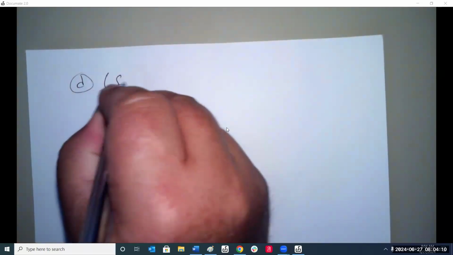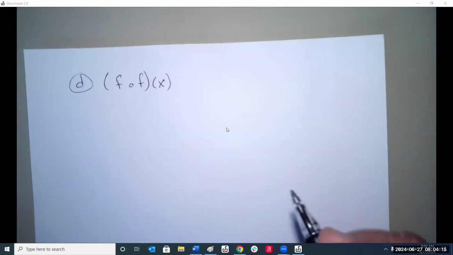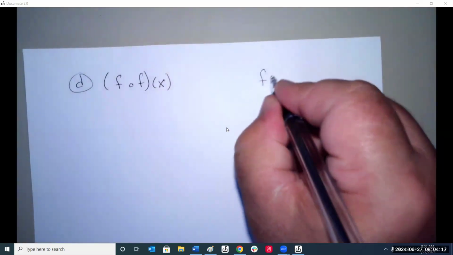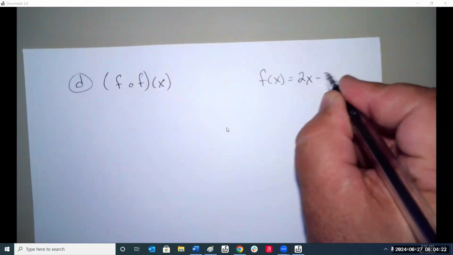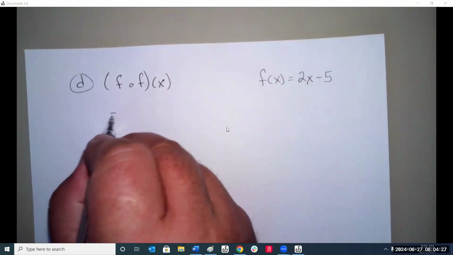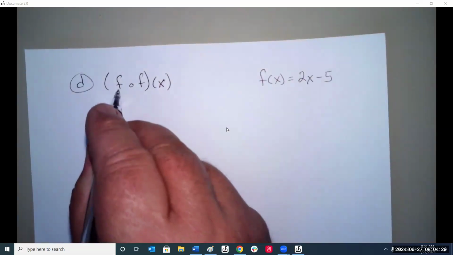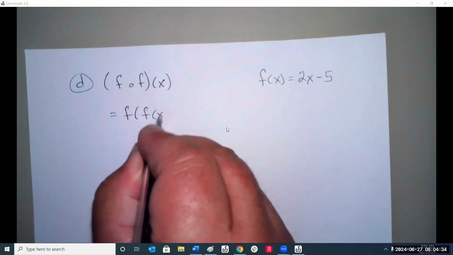Right? Let's look at D. D is asking for f of f of x. Remember, f of x, the function, was 2x minus 5. So what this one's asking is f of f of x.